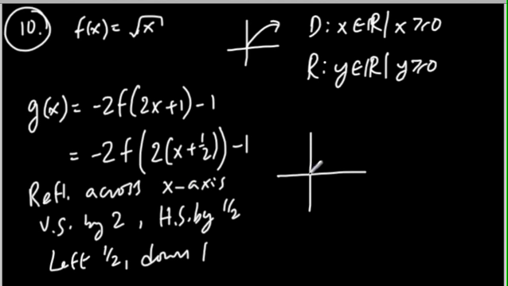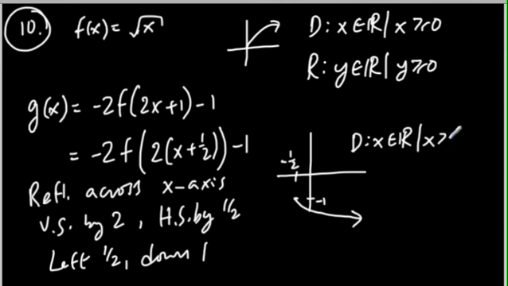So reflection across the x-axis. Normally it would look like this, but since it's reflected across the x, it would go down like that. The vertical and horizontal stretch just change the shape, but they won't change the direction. It's left half, so this is negative half, and then down 1, so it's -1. So it's like that, and there we go. So the domain is x is an element of reals, x is greater than or equal to -half, and the range is y is an element of reals, y is less than or equal to -1.